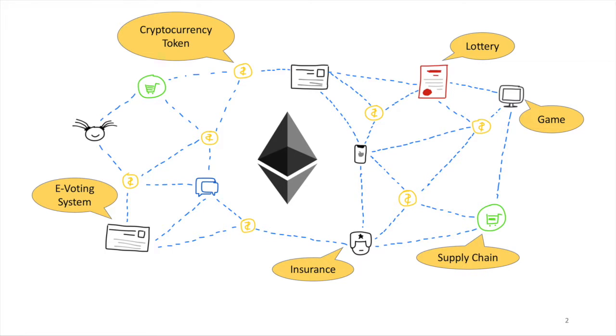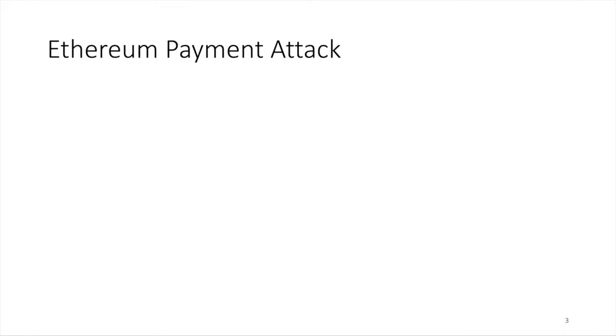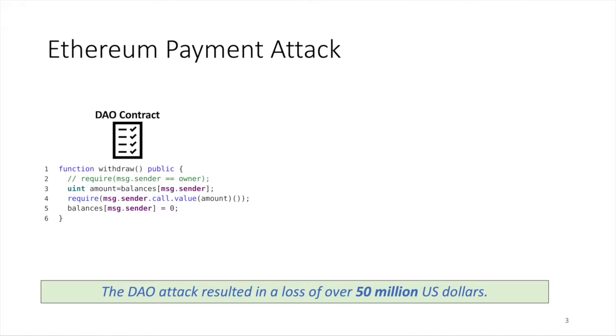Those applications point to various forms of security attacks. In other words, since smart contracts are often associated with real-world assets, any contract vulnerability may lead to money loss and financial disorder. For example, the DAO attack in 2016, which cost over $50 million to be stolen on Ethereum.